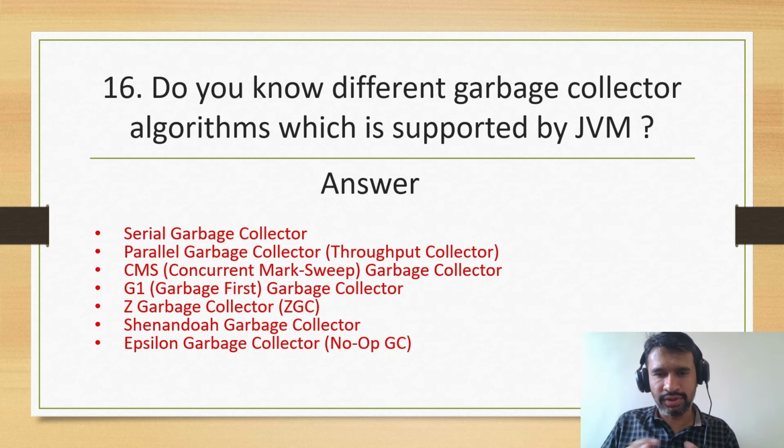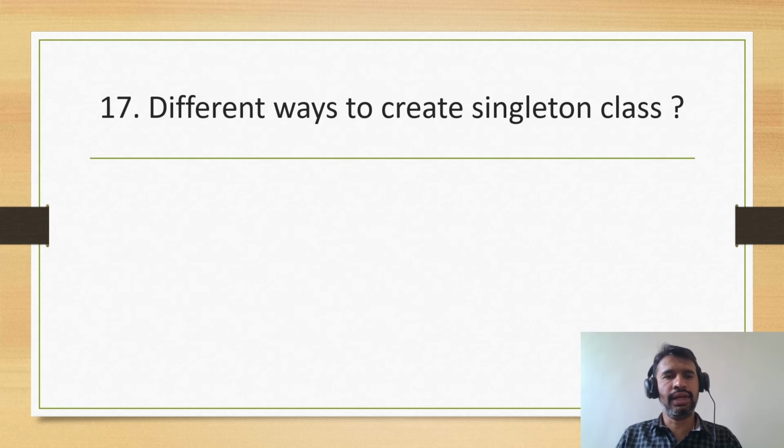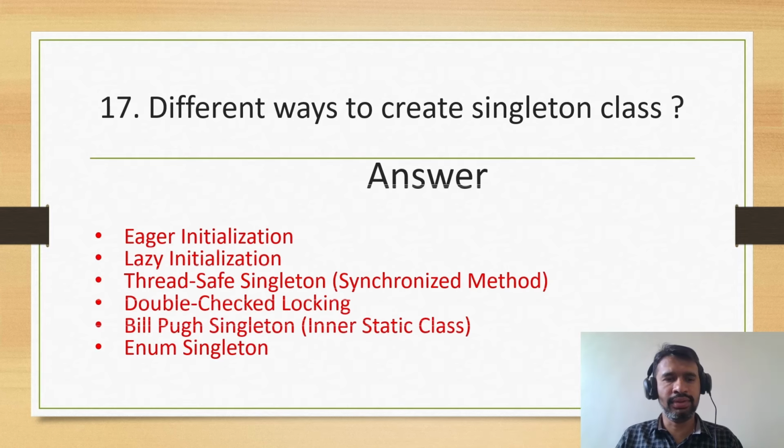I hope you understood the different garbage collectors. Let's move on to the next question. The question is: what are the different ways to create a singleton class? First, let's see the ways, and after that I'll show them with an example.